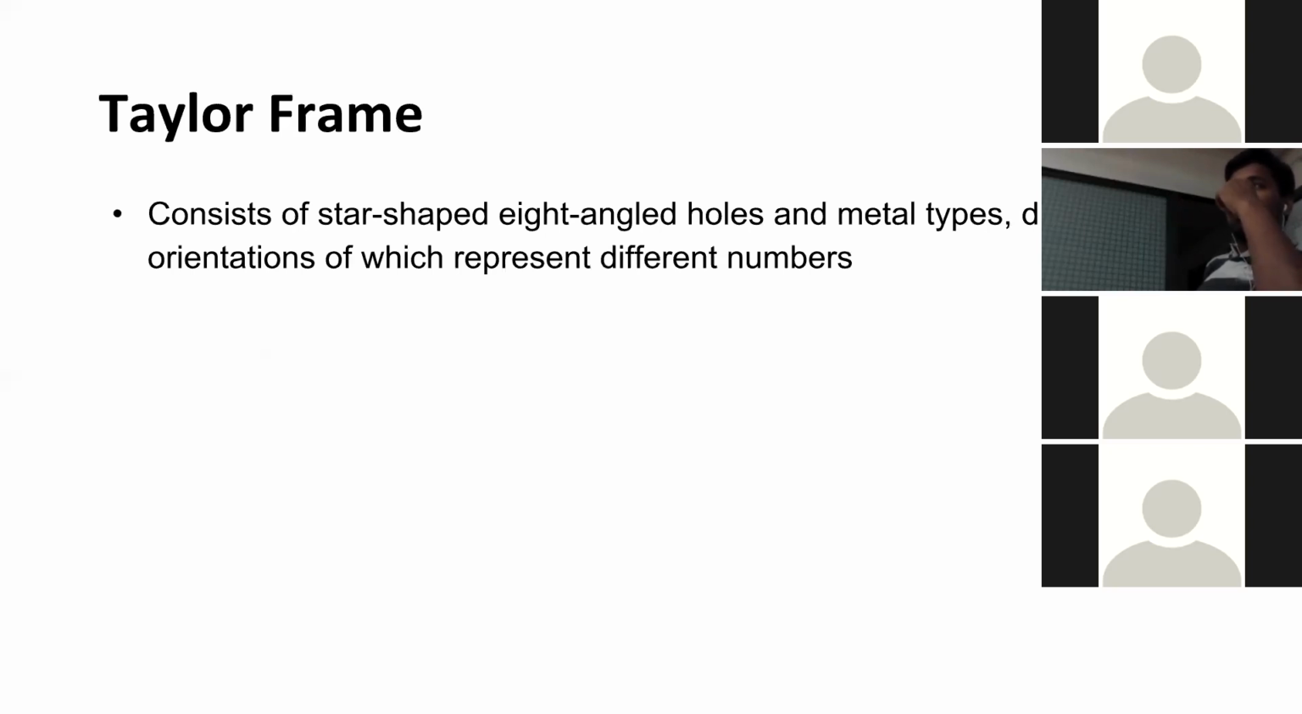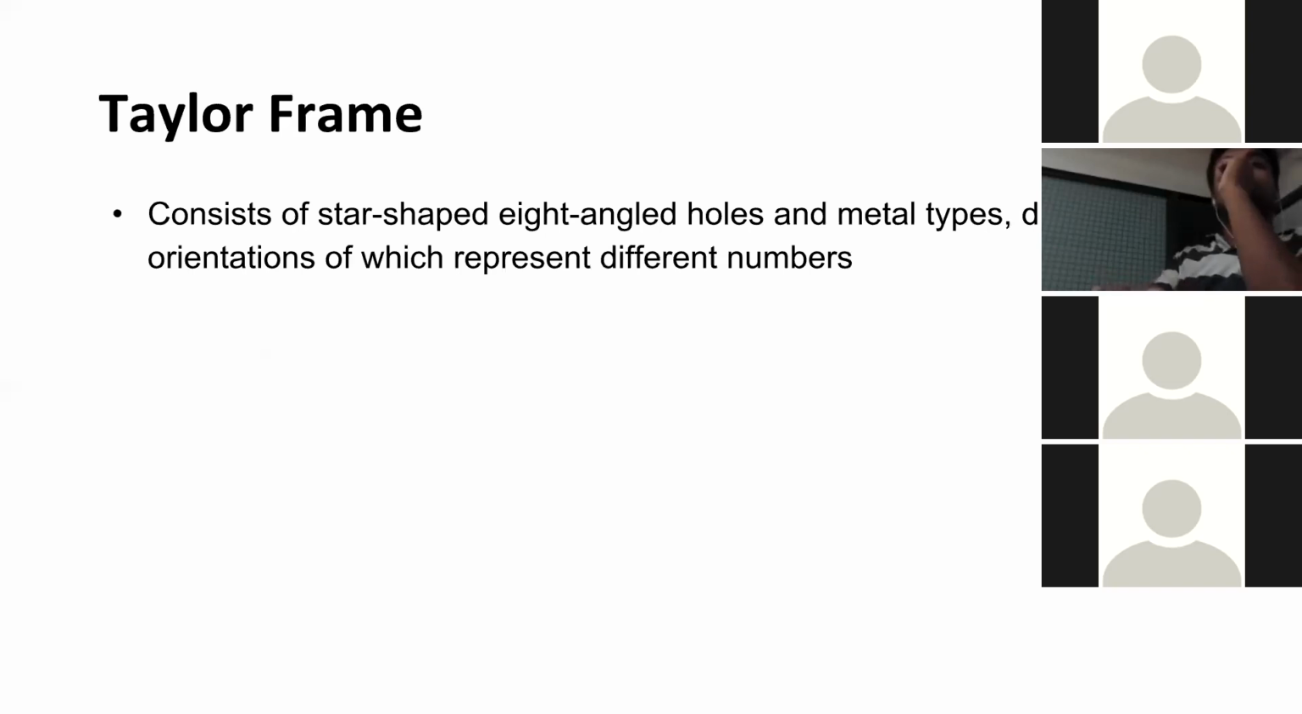So let's start. The Taylor frame is a rectangular frame which consists of star-shaped, eight-angled holes and metal types. The metal types are small metal rods which you can attach over the holes in a particular orientation to form a number. By forming these numbers, we can use them for simple calculations like addition, subtraction, multiplication, and division. This is just the basic Taylor frame, very easy to handle, very easy to use.